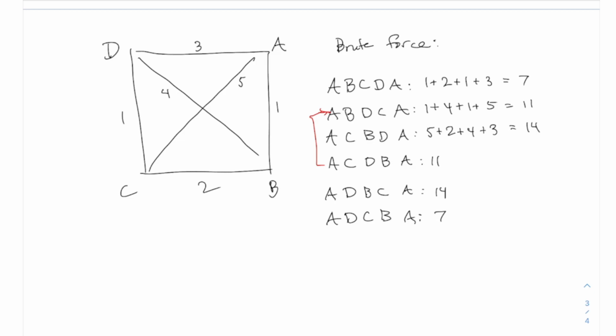And so my conclusion, the 7 is the best. The best is A, B, C, D, A. Or if you prefer, A, D, C, B, A. Those are the same thing in reverse. This is really the only way to find the best, or the circuit of minimum weight. You have to do it this way.